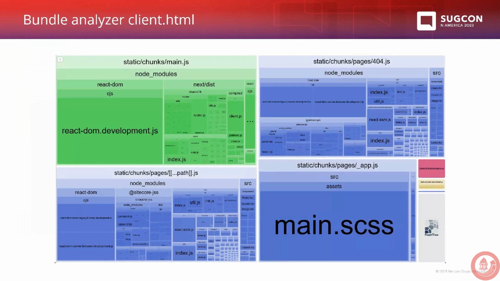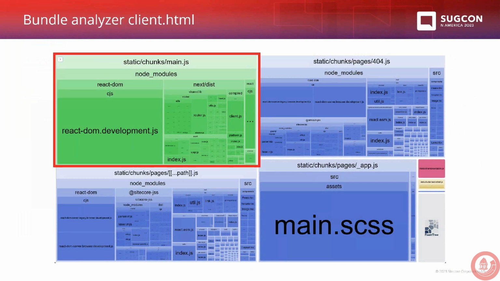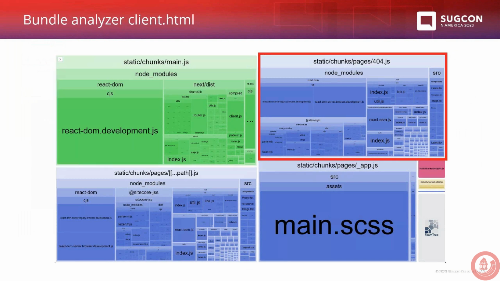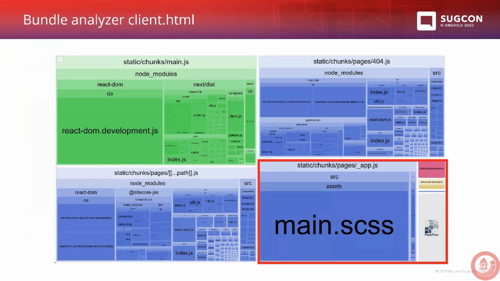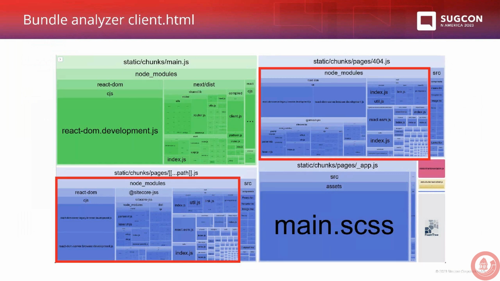This is an example of the client HTML page for a headless SXA site. It's pretty cool. It's organized by all the different chunks for your application. You can see there's a chunk for main.js, there's one for the 404 page, one for the page route, and then one for the app. And you can see within the page route and the 404 routes, the includes from the node_modules folder. You can see that they contribute quite a bit to the size of those files.